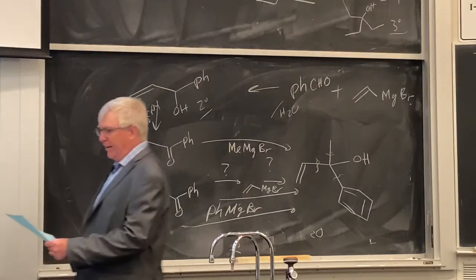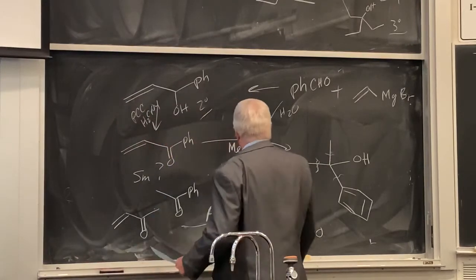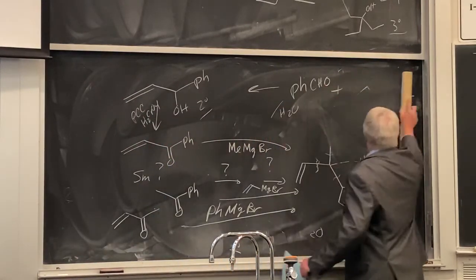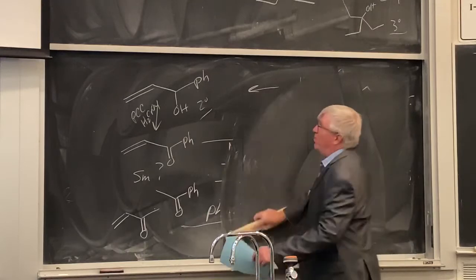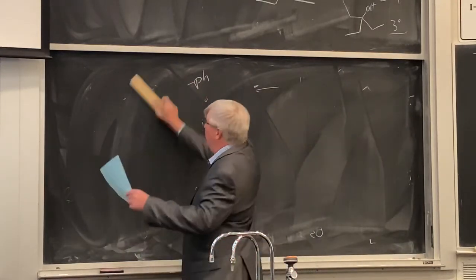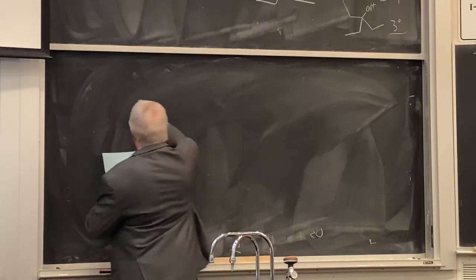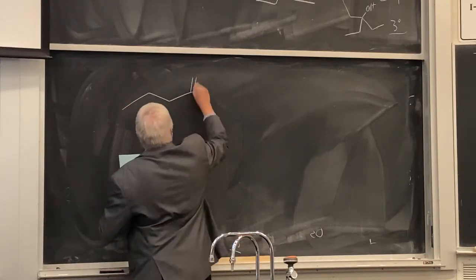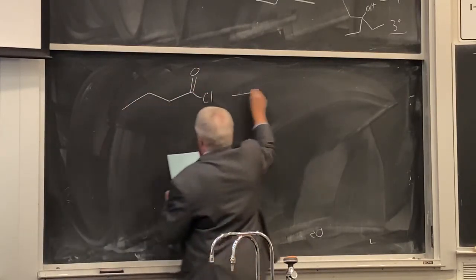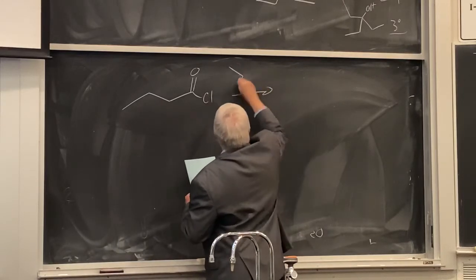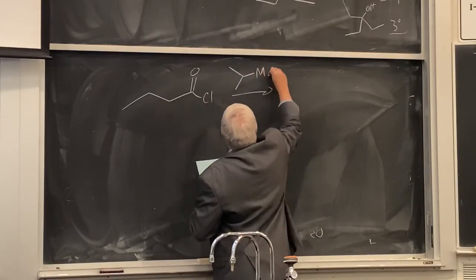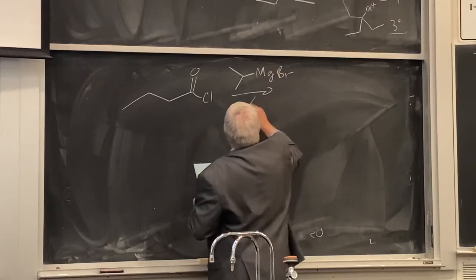All right, let's look at acid chlorides with Grignards. We'll go back up to the board or the overhead in a second here, but I think we can cover some of these here. Acid chloride with, let's do isopropyl magnesium bromide and quench with water.